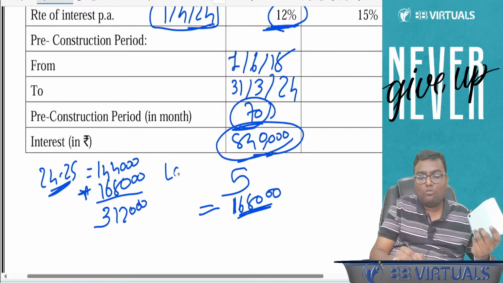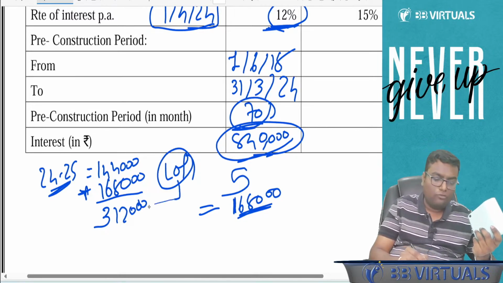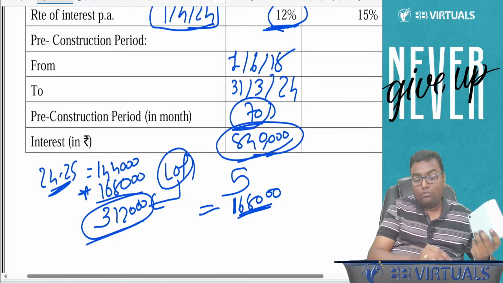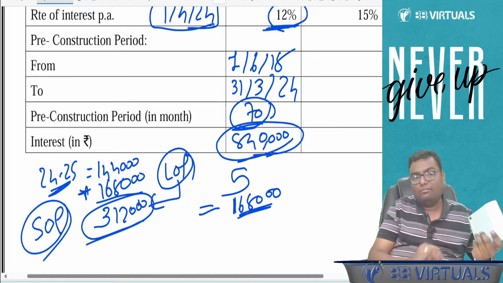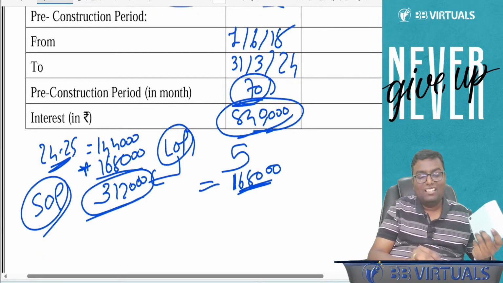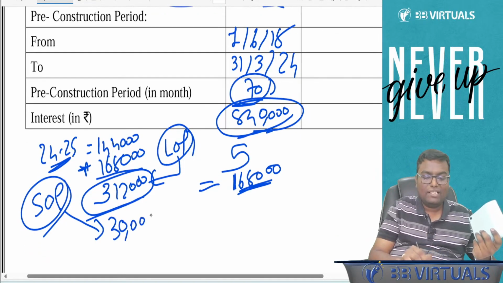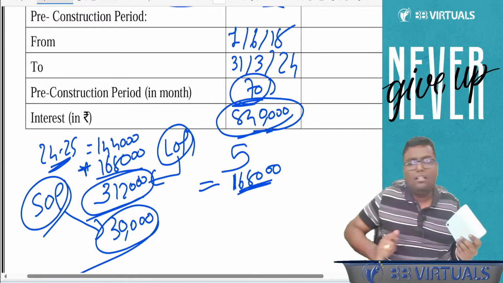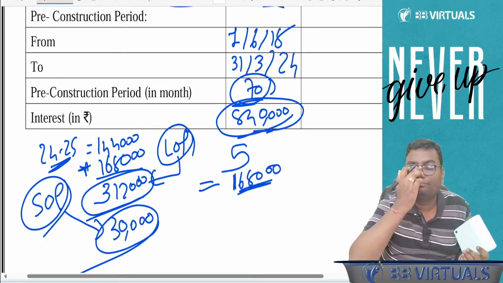Tell me, what if this is a let out property? How much deduction will I get if this is a let out property? Full 3,12,000 without any limit. What if this is a self-occupied property? Tell me, what if it is SOP? How much deduction will I get? Is it rupees 2 lakh? 30,000. I will get a deduction of 30,000. Why will I get a deduction of 30,000?